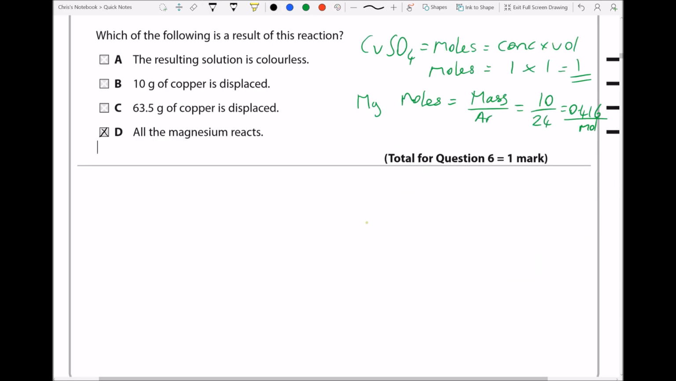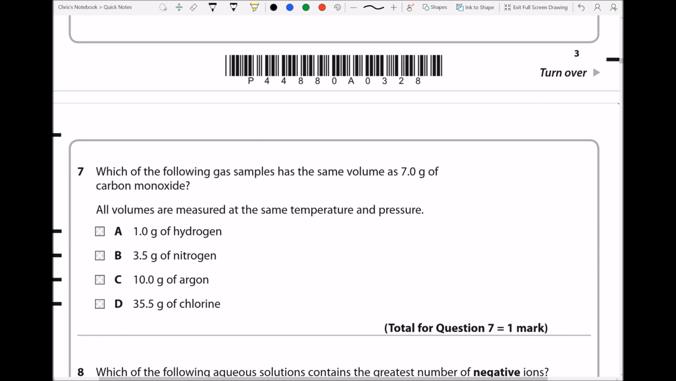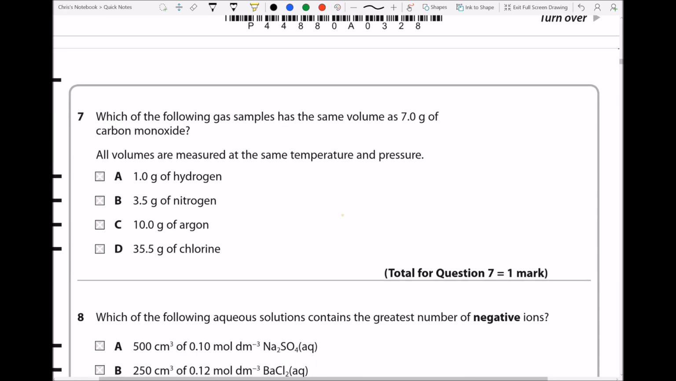Okay. Question 7. It says, which of the following gas samples has the same volume as 7 grams of carbon monoxide? All volumes are measured at the same temperature and pressure. Right, okay. So what we're going to do is work out the volume of carbon monoxide that we've actually made.